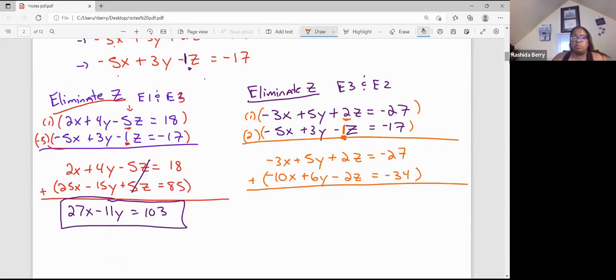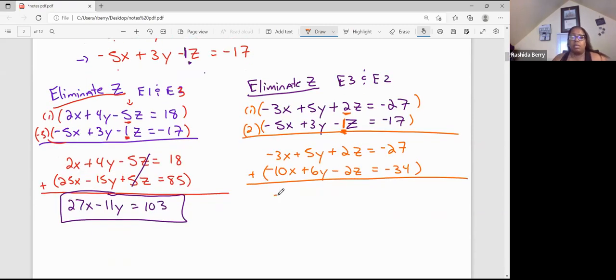So at this point, sorry, move down a little bit. I'm going to end up with negative 13x plus 11y. My z's have canceled, equals negative, what's that, 61? 61. So these are my two equations.